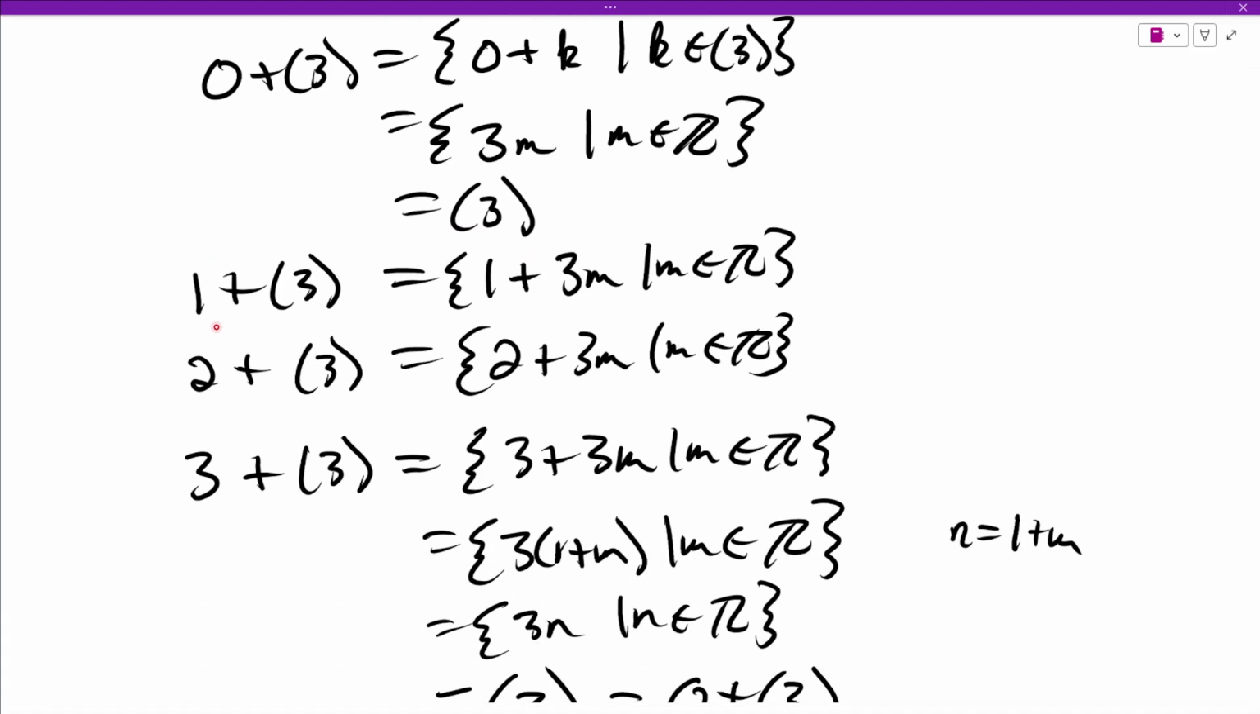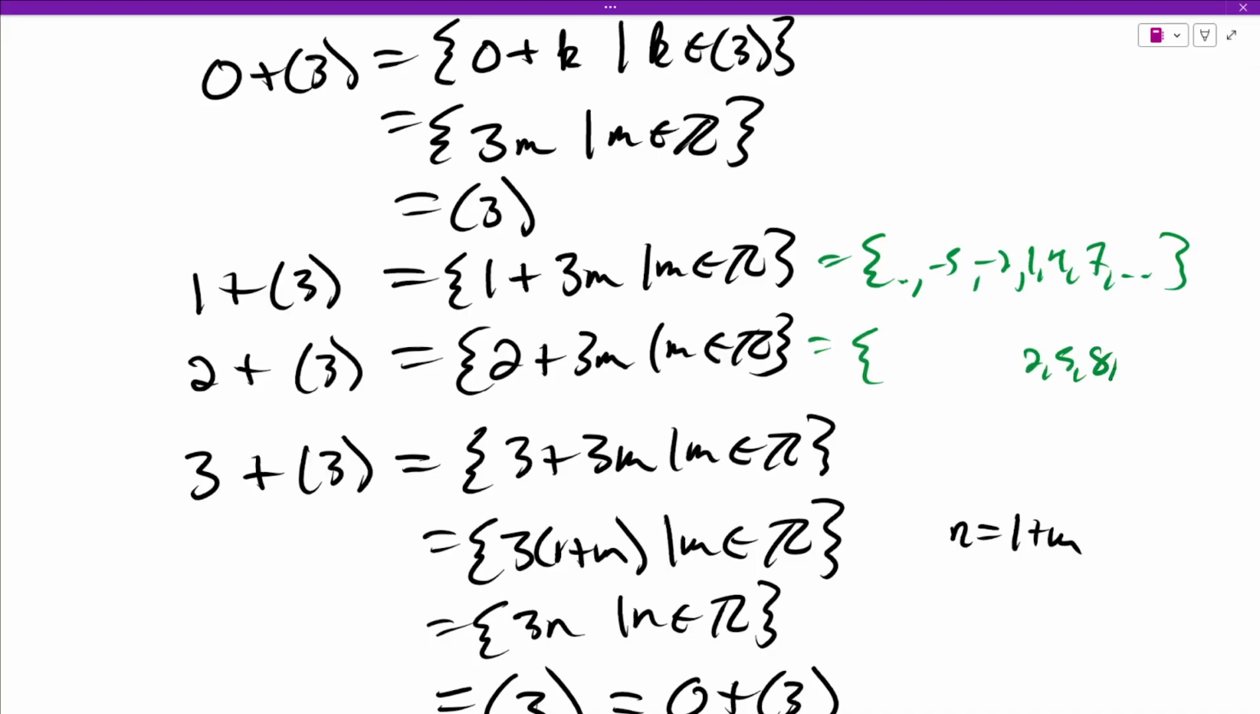We can look at the next couple of cosets. So if we look at 1 plus the multiples of 3, that's really it. Again, this is a very large set. If we were to sit here and write out elements, we'd get 1, 4, 7, and so on. And we would get -2, -5, and so on. And similarly, if we do 2 plus the multiples of 3, this is a very large set. We get 2, 5, 8, and so on. And -1, -4, -7, and so on. So these sets are quite big. But this is just what they are. So we have these 3 cosets here.